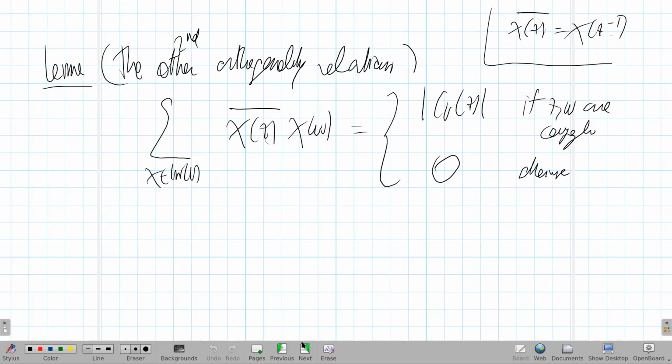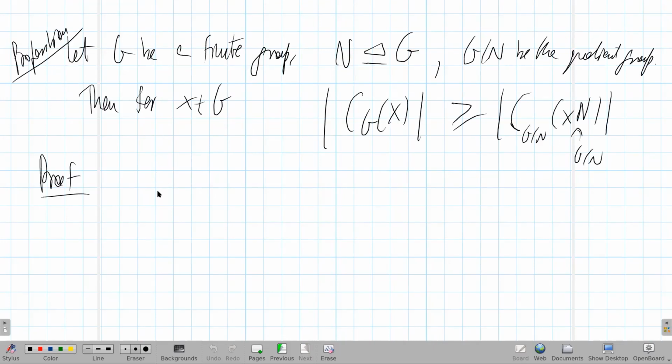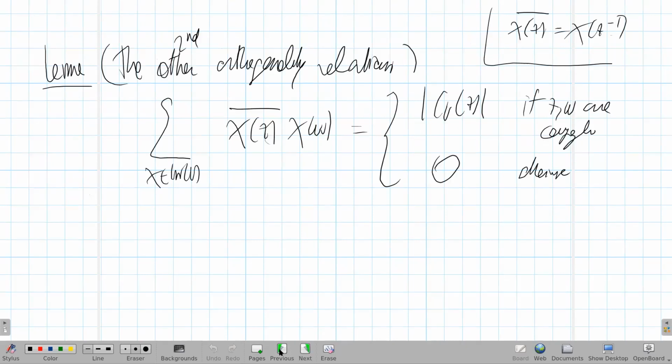Yes. So we rewrite this formula in this form. I mean, we are just interested in the diagonal part. So let's write the particular case. If you take Z equal W, then you have that the order of the centralizer equals what?